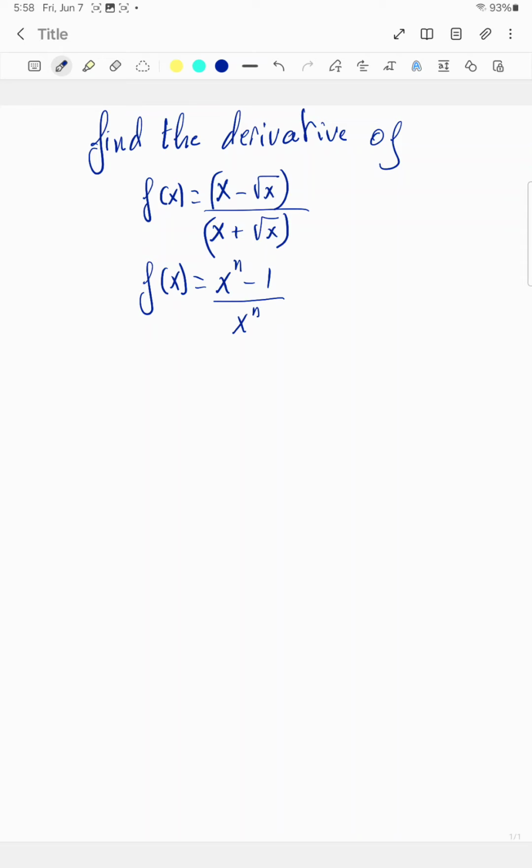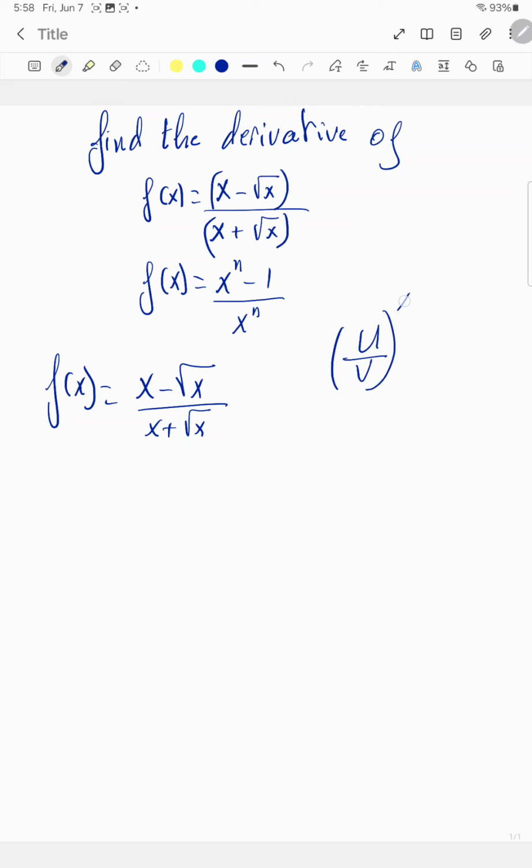So let's start with the first function, which is f of x is equal to x minus square root of x divided by x plus square root of x. So this resembles u divided by v, and the derivative of u divided by v is u prime v minus u v prime divided by v squared.